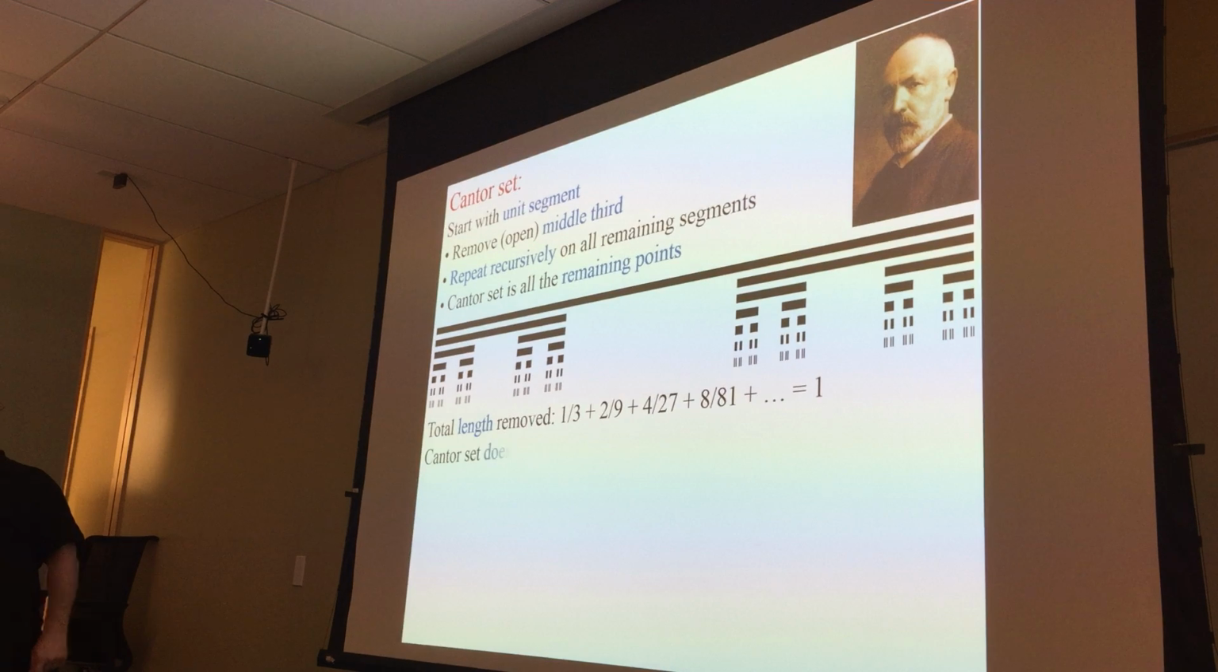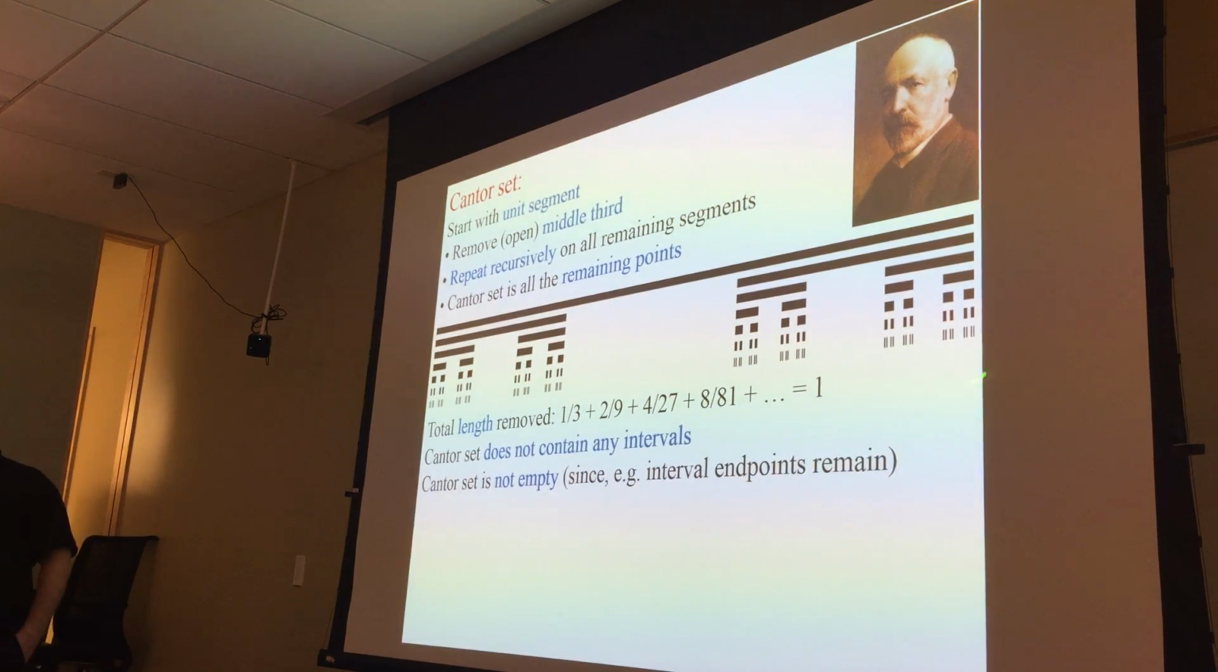But there's no contiguous segment left. It's a cloud of points. It's a fractal. So it contains no intervals, but it's not empty, and it contains not just an infinite number of points, it contains an uncountable infinite number of points.